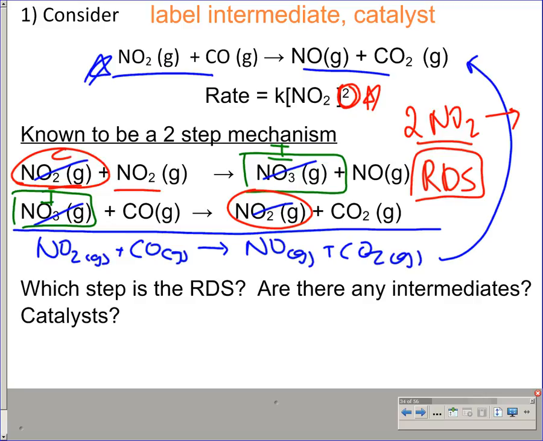How do you know that one is the slowest? Because it's the only one that matches the rate. The rate says it's NO2 squared, which means there's 2 NO2s. That's the only one with that as a reactant. Wait, did it give you? Oh, yes. Yes, I have to give you that data information. I would like to go forward.